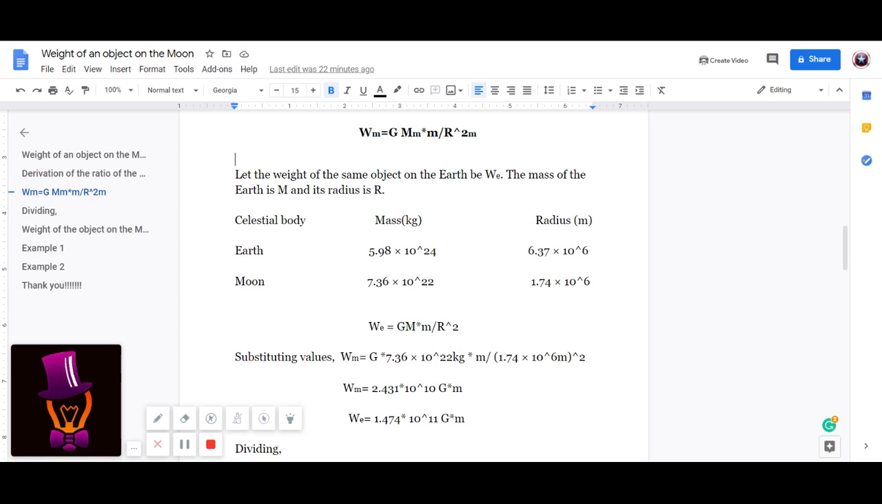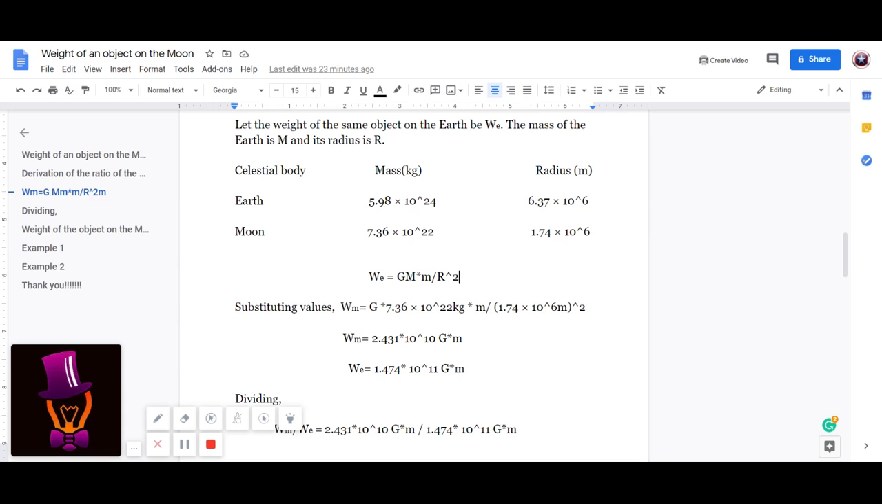How do we calculate the weight on the Earth? The weight on the Earth is equal to the gravitational constant into the mass of the Earth into the mass of the object by Re square. When we substitute the values, the weight on the moon is equal to the gravitational constant into 7.36 into 10 to the power 22 kg into the mass of the object, divided by 1.74 into 10 to the power 6 meter whole square. This is the radius. We use this formula, substitute the values and find it.